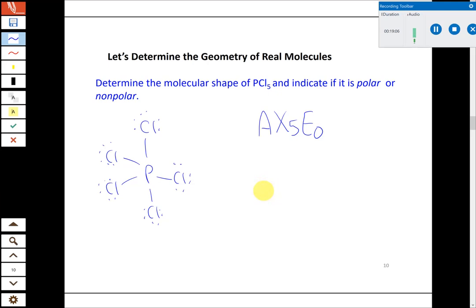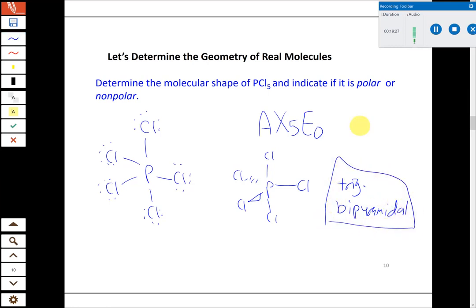So if we want to draw this more accurately, we would draw it like this, with a triangular base for 3 of the chlorines, and then the other 2 in the apex above and below this. So we call this molecular shape trigonal bipyramidal. So that would be the molecular shape for this molecule. Again, because there's no lone pairs on the central atom, the molecular shape and the electron group arrangement are the same.